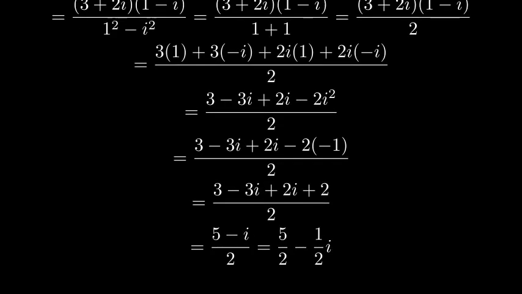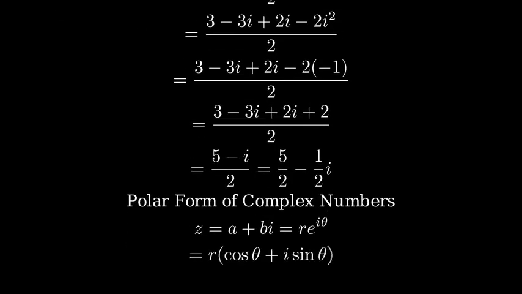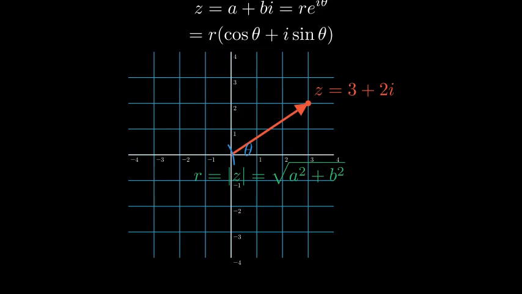One important application of complex numbers is in polar form. Any complex number can be represented in the form r times e to the i theta, or equivalently, r times the quantity cosine theta plus i sine theta, where r is the magnitude or absolute value of the complex number, and theta is the angle from the positive x-axis.